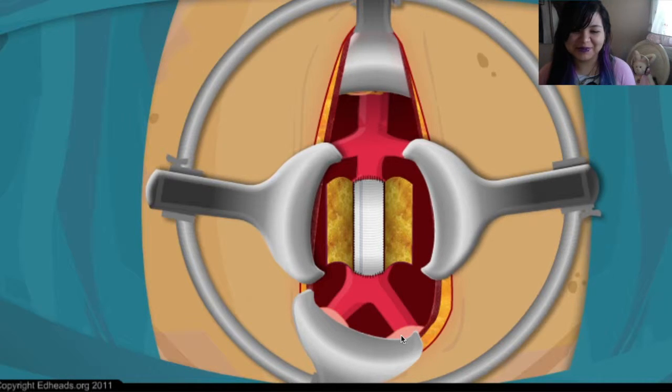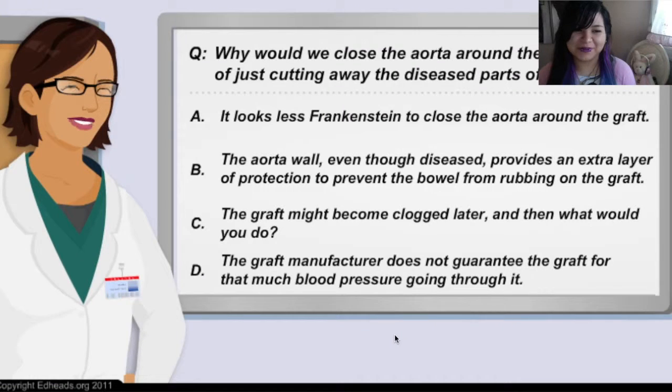Now we need to suture close the aorta around the graft. Why would we close the aorta around the graft instead of just cutting away the diseased parts of the artery? It looks less Frankenstein. The aorta wall, even though diseased, provides an extra layer of protection to prevent the valve from rubbing on the graft. The graft might become clogged later, and then what would you do? The graft manufacturer does not guarantee the graft for that much blood pressure going through it.